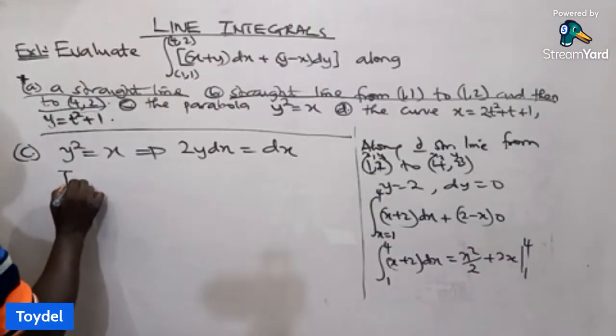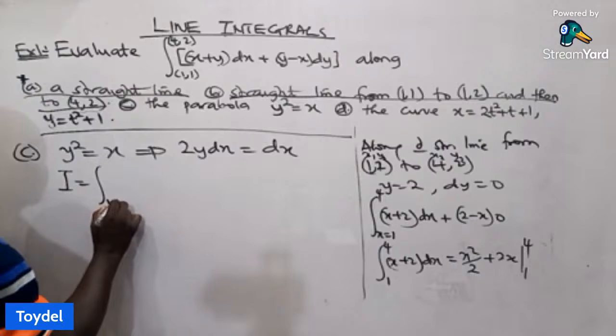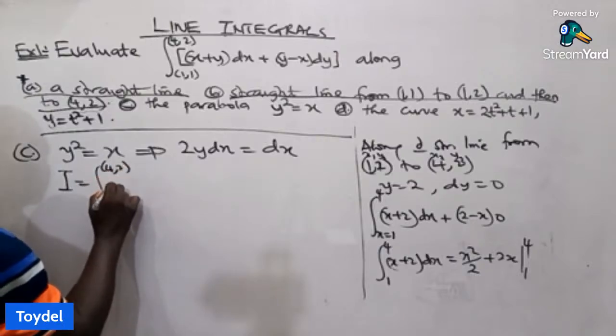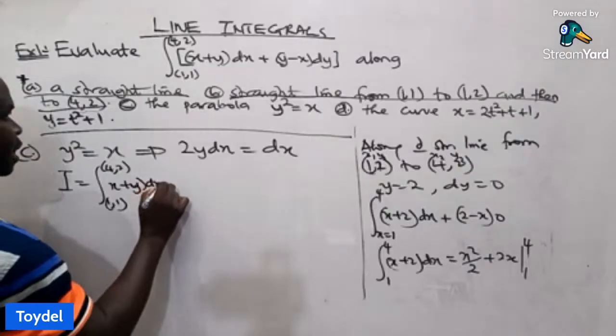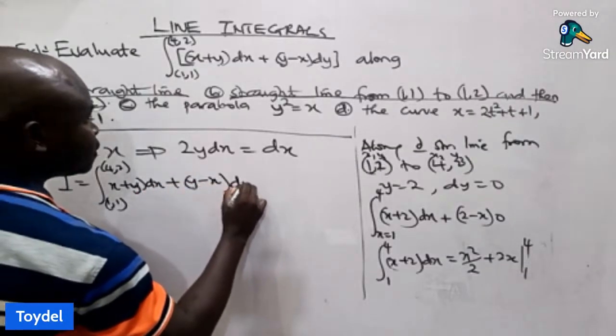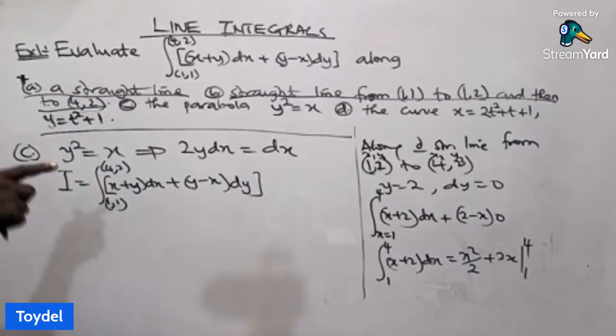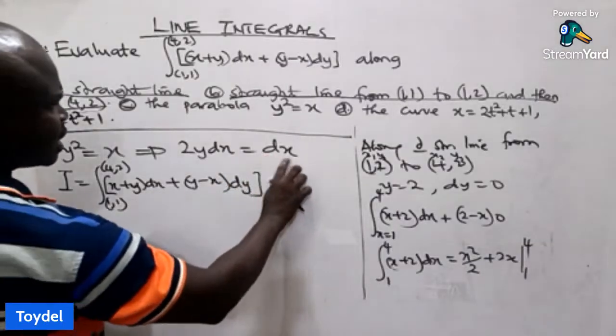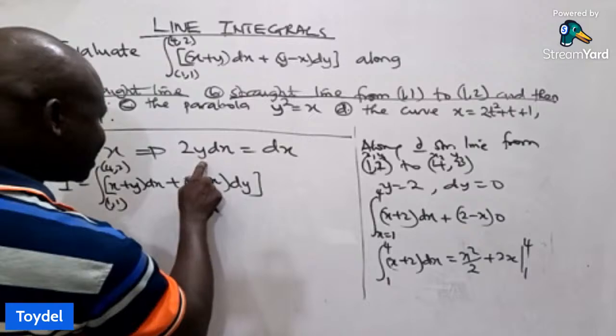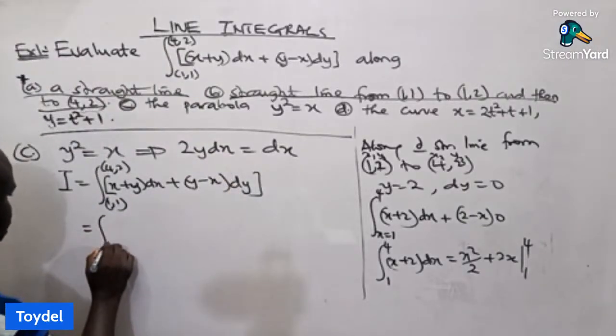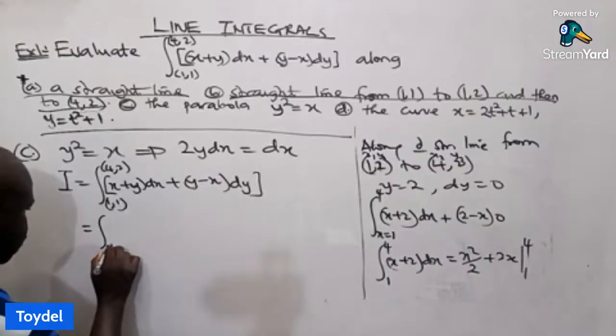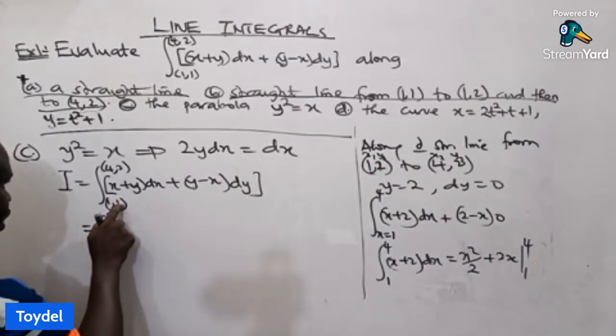The formula for the line integral is given as the integral from (1,1) to (4,2) of (x plus y) dx plus (y minus x) dy. This is what we are given. So along this parabola, y squared is equal to x. If we differentiate, we have 2y dy equal to dx. So what we now want to do is only substitute for y. Wherever you see dx here, we change it to 2y dy. That is the integral from y equal to 1 to 2. This is y1, this is y2.